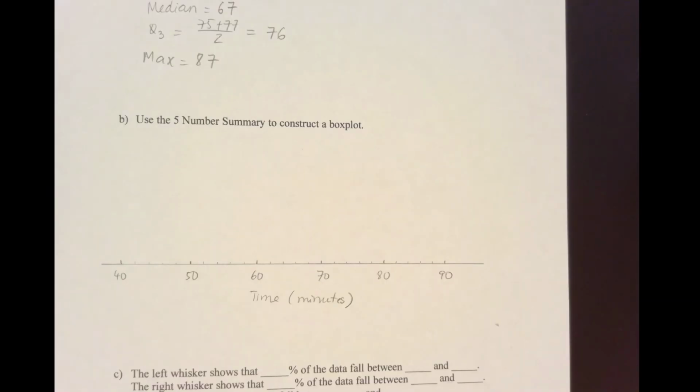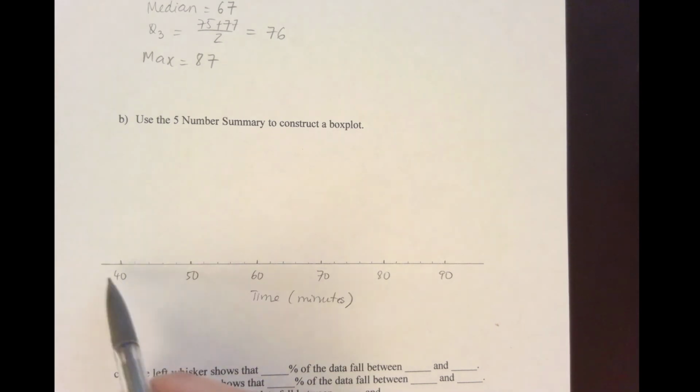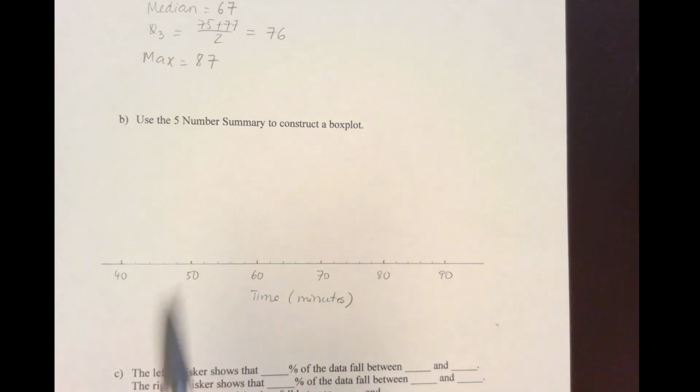So in part B, you need to use the five-number summary that we found to construct a box plot. So I went and drew a horizontal axis here that has the values range from 40 to 90 because our minimum is 43 and our maximum is 87. So 40 to 90 should cover all of those values in your data set. So to construct a box plot, you will need to mark the five-number summary with 5 vertical lines.